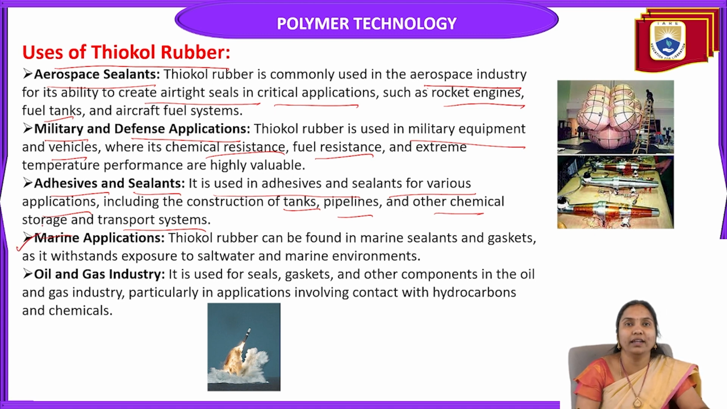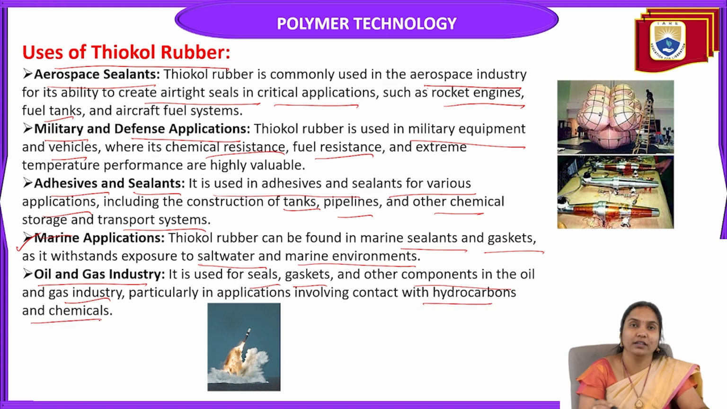And next one is marine applications. Thiokol rubber can be found in marine sealants and gaskets, as it withstands exposure to salt water and marine environments. So marine applications also prefer this Thiokol rubber. And the oil and gas industry. It is used as a sealing agent for seals, gaskets, and other components, particularly in applications involving contact with hydrocarbons and chemicals.